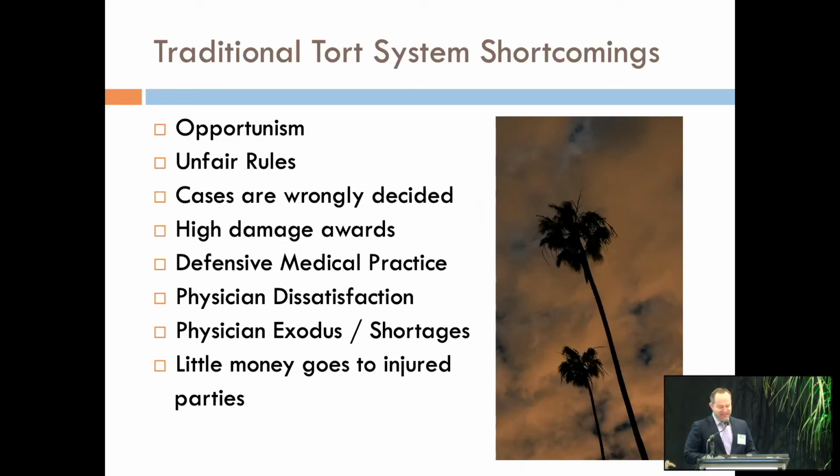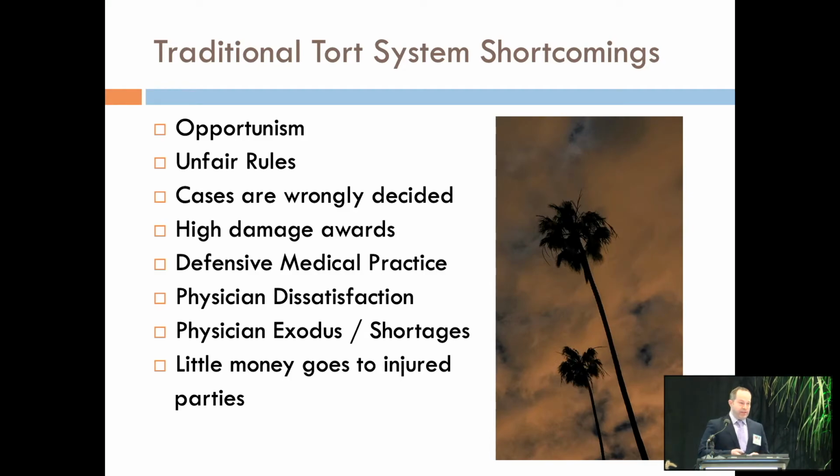A bit self-interested. So I think you probably have in your mind a lot of shortcomings of the tort system. There are many. I'll list a few. Opportunism. Atul Gawande's study shows some of that. There are unfair rules. There are cases that are wrongly decided. There are, of course, highly publicized, extraordinarily high damage awards that we find strange. There's an argument that it forces us to practice medicine defensively and do something that we think is not the standard of care, but instead some sort of legal defense.